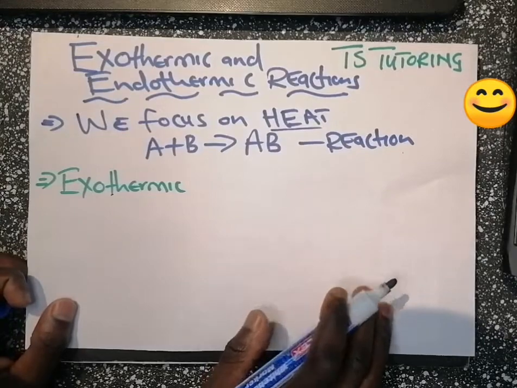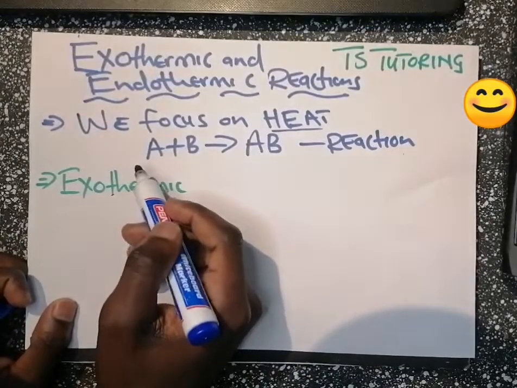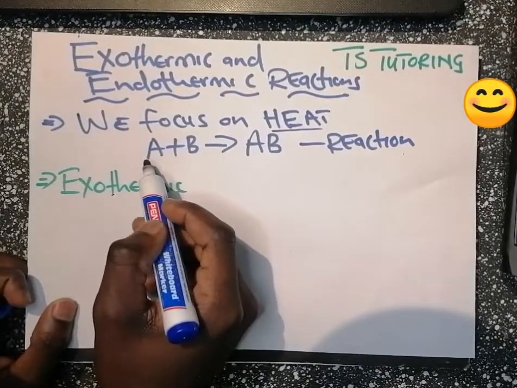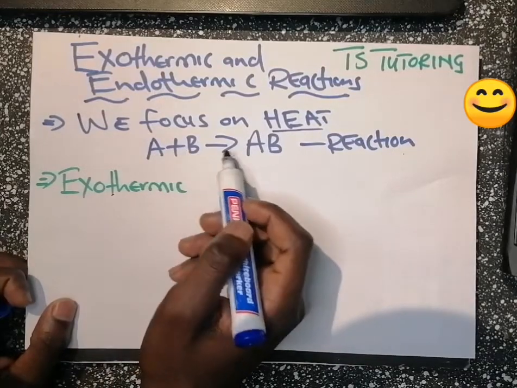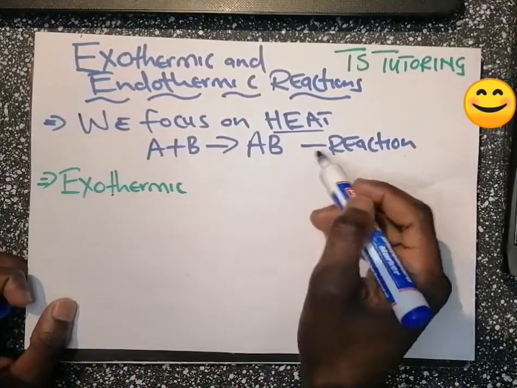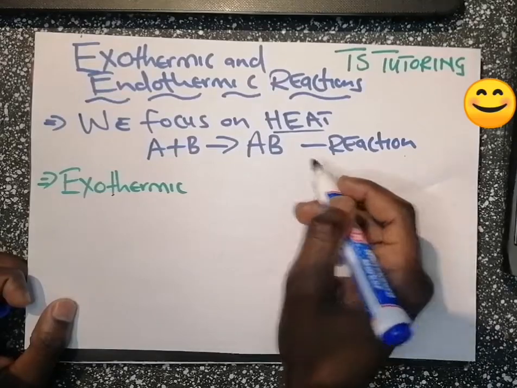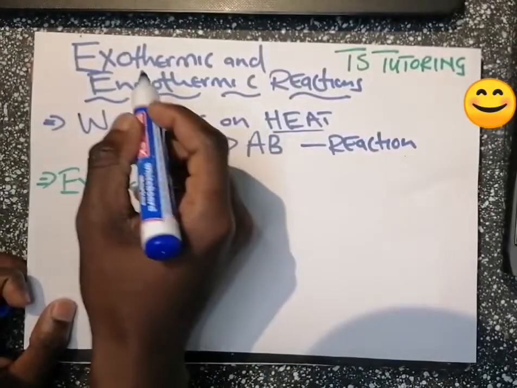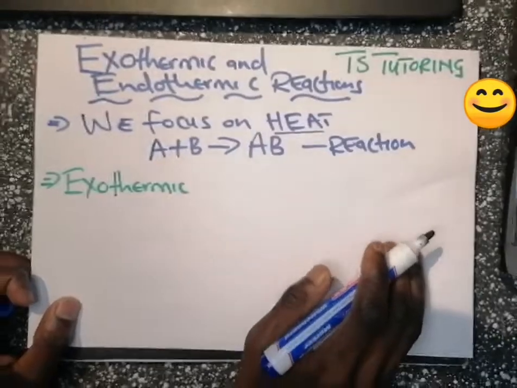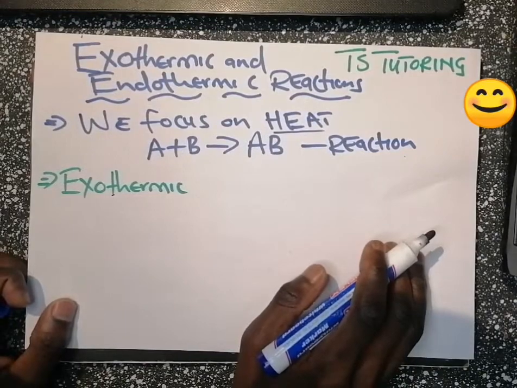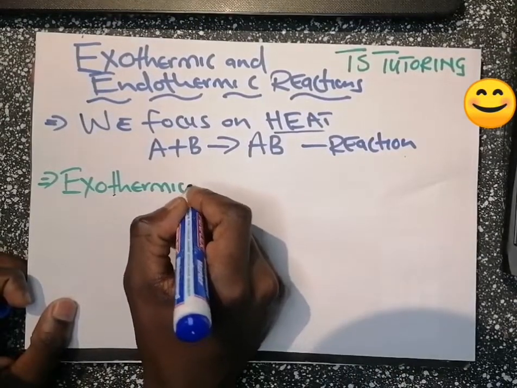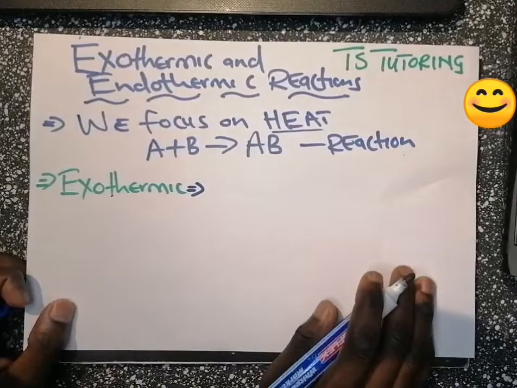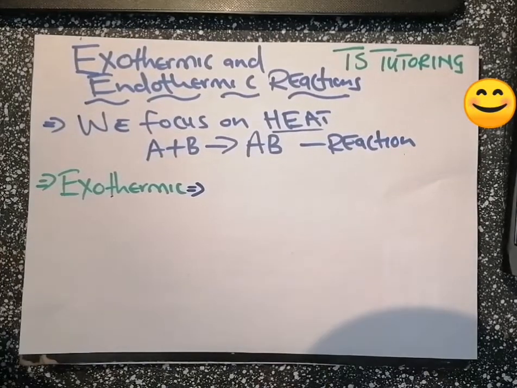Remember, for a reaction, we need to have reactants, right? So we have reactant A and B. They react together to form AB, which is our product. Now, what kind of a reaction is this? Is it an endothermic or an exothermic reaction? So let's first start off by defining what an exothermic reaction is.